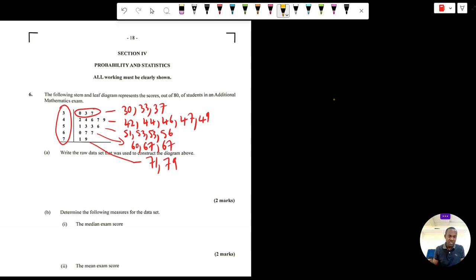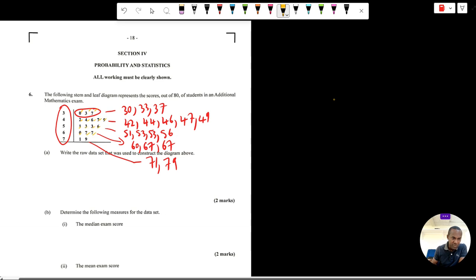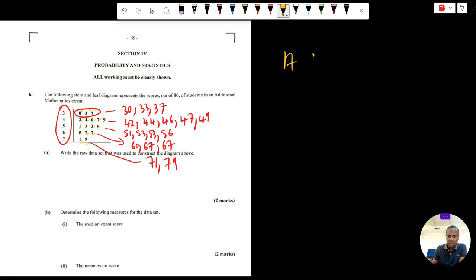Now, fortunately for us, these scores were essentially already arranged in order because we can see that we started off with the lowest stem and we went up to the highest stem. And in terms of the leaves, these were also written in order from the smallest to the largest. So 30, 33, 37, and so on, 51, 53, 53, 56. And so let's count the number of scores. We have 1, 2, 3, 4, 5, 6, 7, 8, 9, 10, 11, 12, 13, 14, 15, 16, 17. So in total, there are 17 scores.